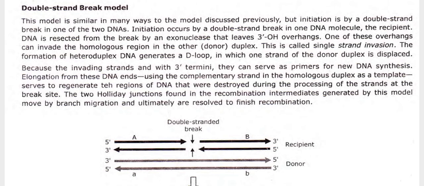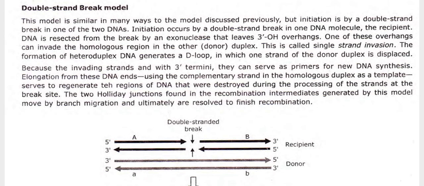This model is similar in many ways to the model discussed previously, but initiation is by a double strand break in one of the two DNAs. Initiation occurs by a double strand break in one DNA molecule. The recipient DNA is resected from the break by an exonuclease that leaves 3' OH overhangs. One of these overhangs can invade the homologous region in the other donor duplex. This is called single strand invasion.